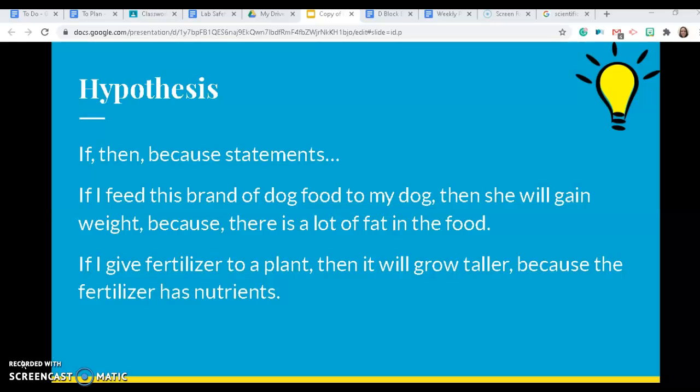If I feed this brand of dog food to my dog, then she will gain weight because there's a lot of fat in the food. Or if I give fertilizer to a plant, then it will grow taller because the fertilizer has nutrients. The if, then, because statements identify what you are changing in the experiment, what you are measuring, and your reasoning for why you expect those to be your results.